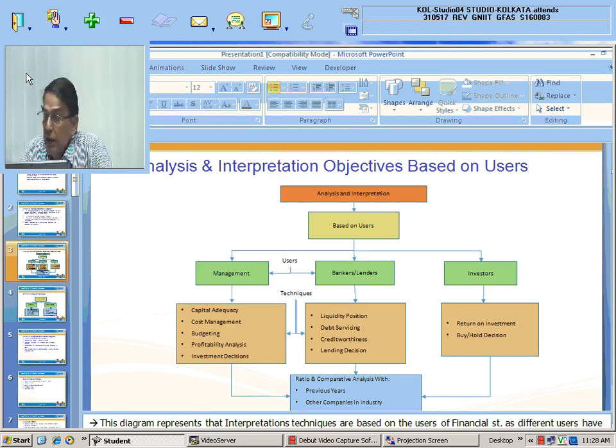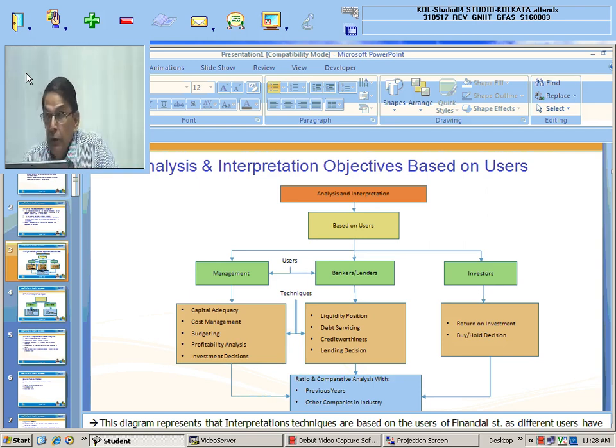For the bankers or the lenders, the objectives could be different. Liquidity: they would like to know the liquidity position of the business, and debt servicing ability of the business. They want to assess the creditworthiness of the business, and based on that, lending decisions will be made. Because the lending decision by a lender will depend on the liquidity position, debt servicing ability and creditworthiness of the business, their focus will be on these areas.